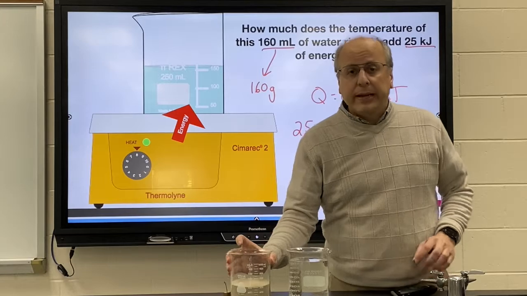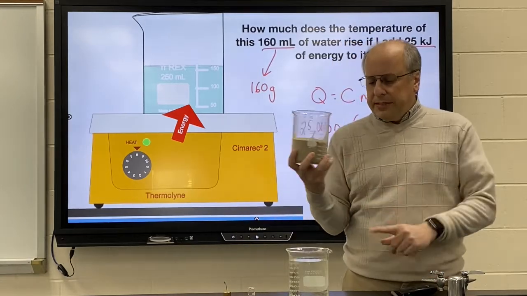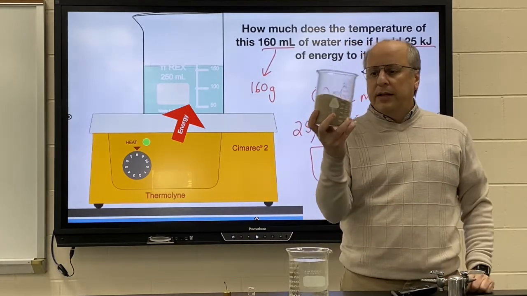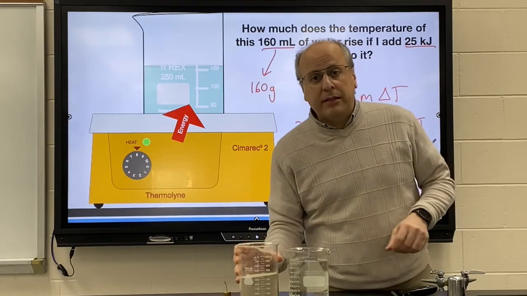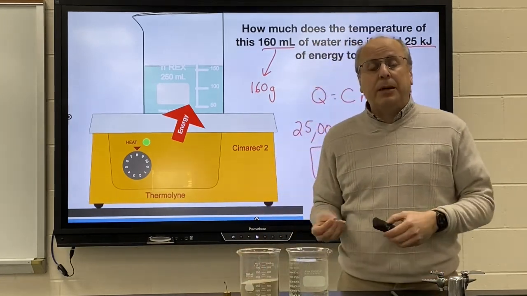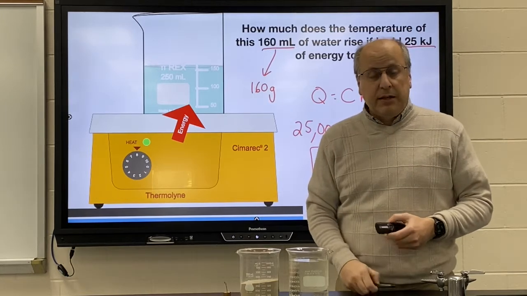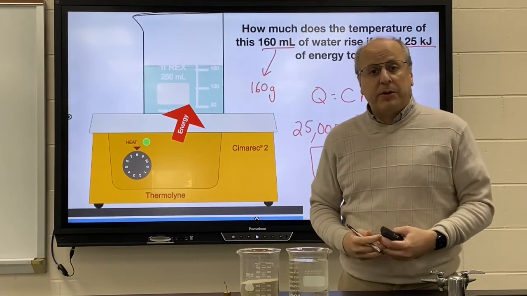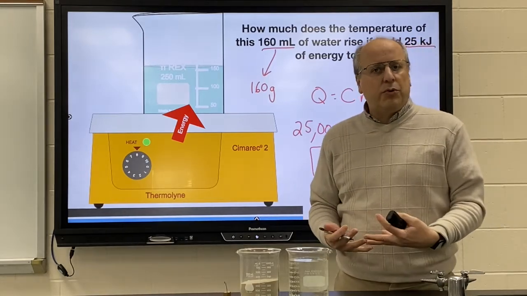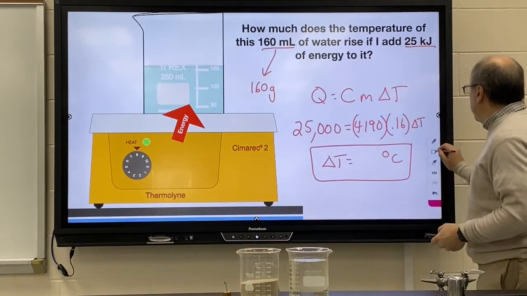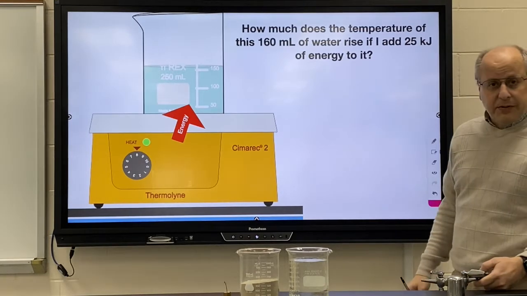Now let's do it again. But this time, instead of adding the energy to water, let's add it to sand. As you know, when you go down to the beach, sand heats up a lot quicker than water does. You step on the sand in the summertime and it's really hot. You step in the water and it's much cooler. Okay, the reason is sand has a different specific heat.